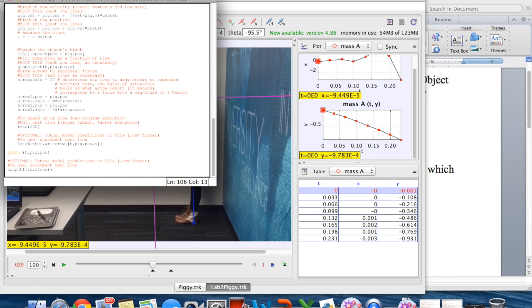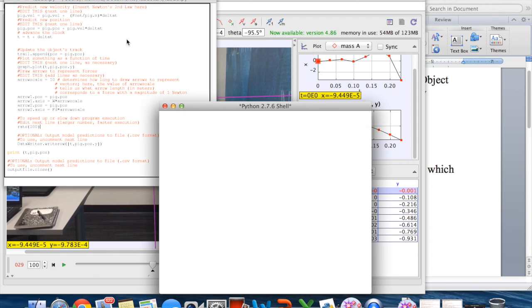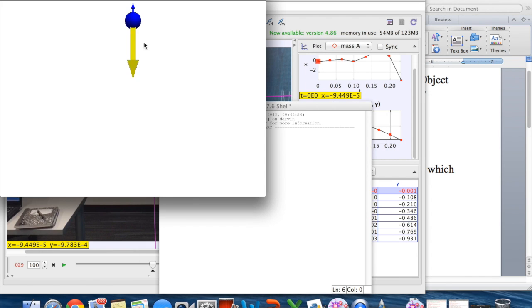And if you run this program, we can see that the drag force and the weight force are moving in opposite directions. The arrow representing the drag force is pointing toward the positive y direction, which is this blue arrow, and the weight force is pointing downward, the yellow arrow, to the negative y direction.